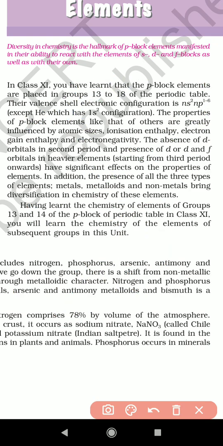So already we learned in class 11 the concepts you studied: group 13 and group 14. The properties of the 13th group elements and 14th group elements, the preparation methods, the uses, and what types of compounds are present. These we already learned in 11th standard itself.